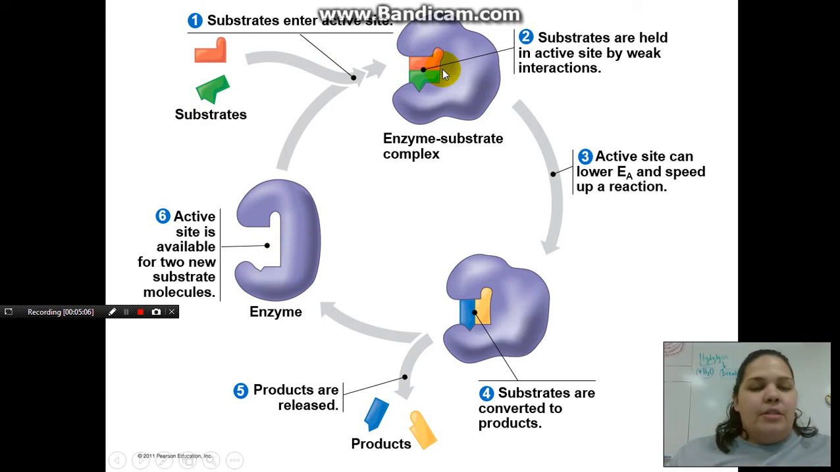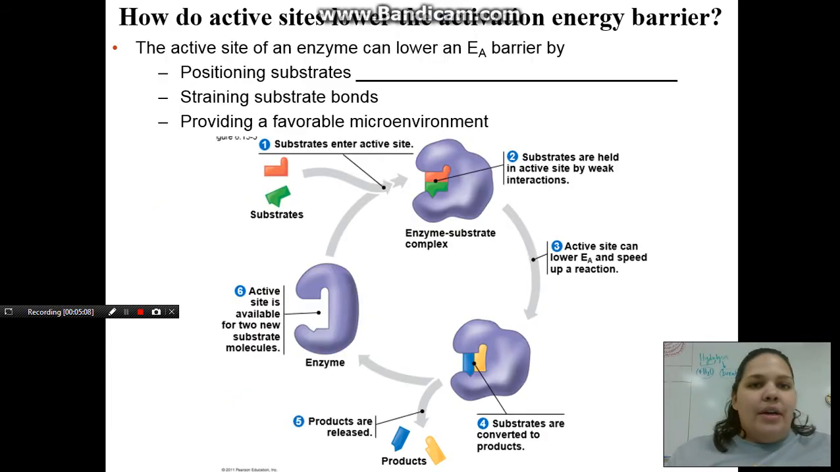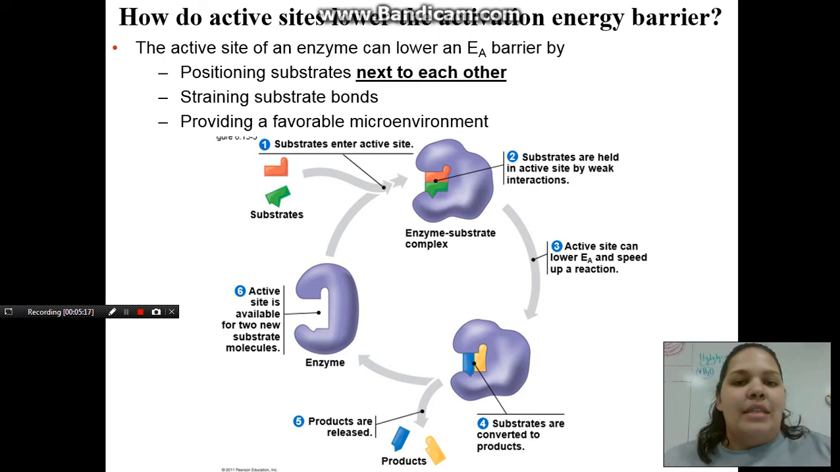Make sure you go over this process. So how do active sites lower the activation energy barrier? Well, the active site of an enzyme can lower an activation barrier by positioning substrates next to each other, straining substrate bonds, or providing a favorable microenvironment.